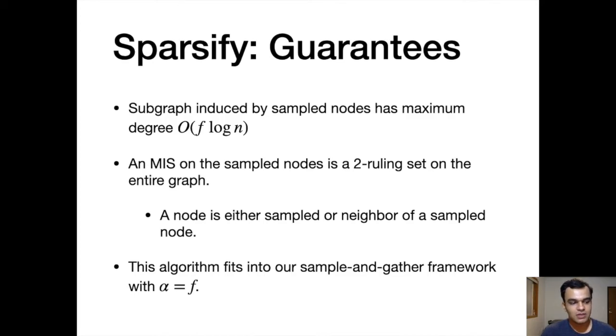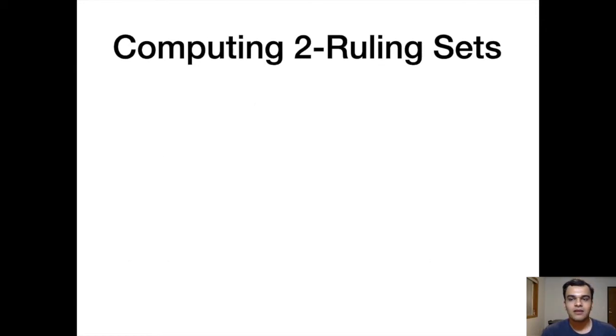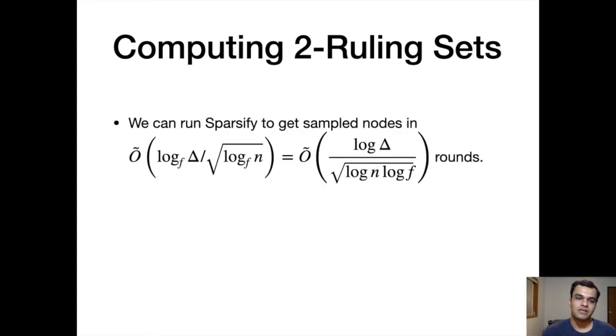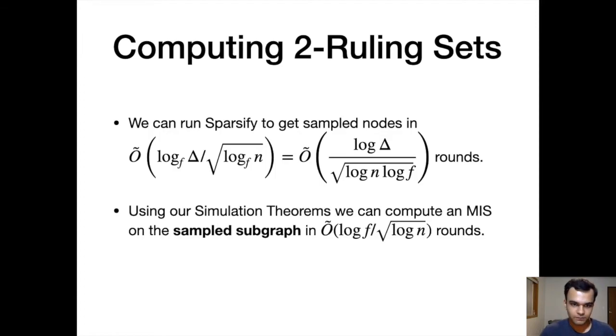This is because the sampling probability does increase by a factor of f in each round, so the activity levels at each node will increase by a factor of f in each round. So for computing two ruling sets, we run Sparsify with our simulation theorem to get a set of sampled nodes in log delta base f over square root log n base f rounds, which simplifies to log delta over square root log n log f rounds.